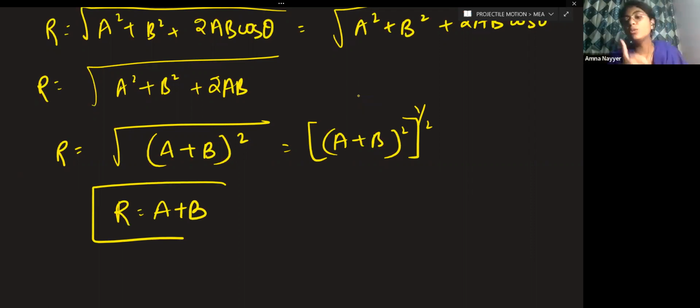That's why whenever two vectors were in the same direction, we used to add them directly. Even in your lower classes, see, vectors is very essential. Without vectors, you'll not be able to do physics. So please pay attention to vectors.